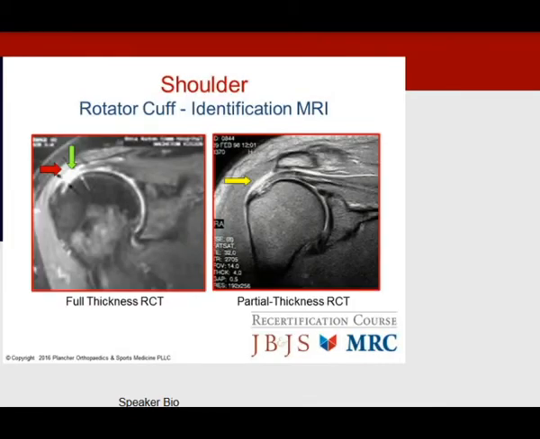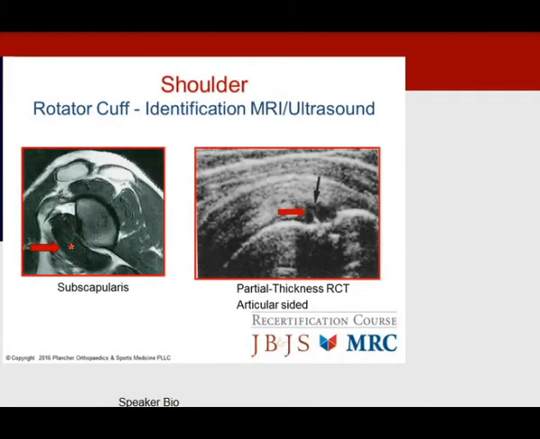Here you can see a full-thickness tear on the left of a rotator cuff in this MRI, and a partial thickness tear, where the MRI can help identify these lesions. More often than not, on some of these exams and recertification, it's important to remember to start studying the sagittal view, and here you can see the subscapularis, or getting facile with the ultrasound to detect partial thickness rotator cuff tears, here an articular-sided tear seen on the right.